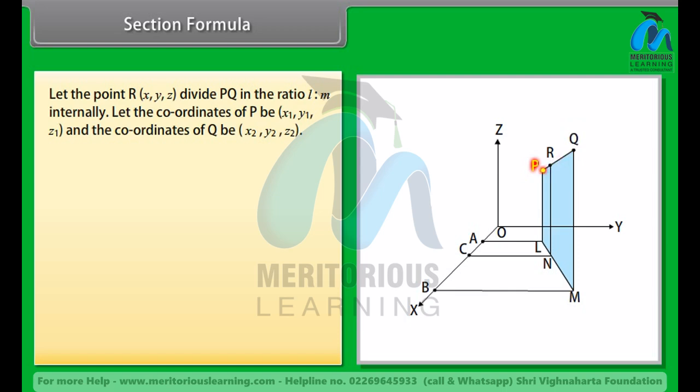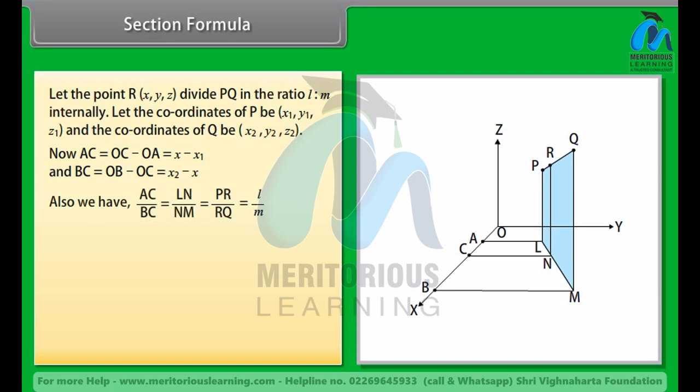From the points P, R and Q, draw PL, RN and QM perpendiculars to the XY plane. Draw LA, NC and MB perpendiculars to OX. Now, AC is equal to OC minus OA, which is x minus x1, and BC is equal to OB minus OC, which is x2 minus x.